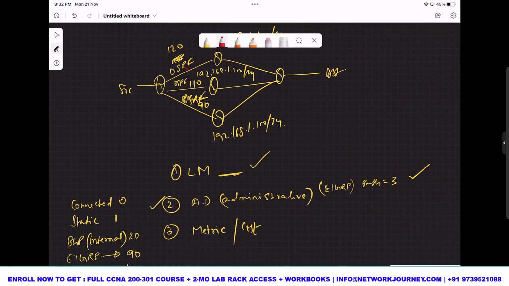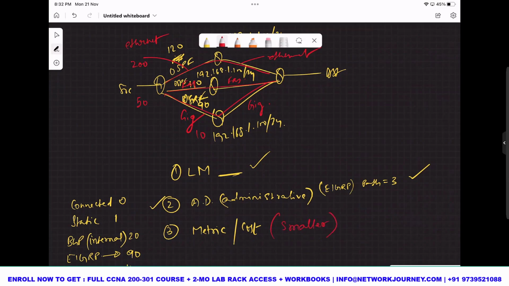Let's say you have Ethernet medium. These are Ethernet, whereas this is Fast Ethernet, 100 Mbps, whereas this is a gig interface. So if your path takes this, the cost might be 200. If you take this path, the cost might be 50. If you take this path, the cost might be 10. So the smaller cost wins.